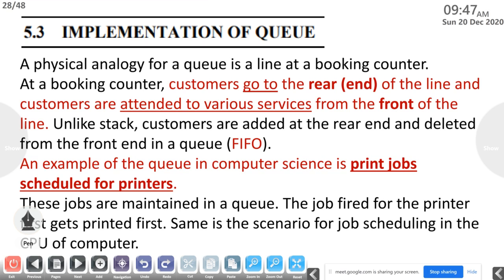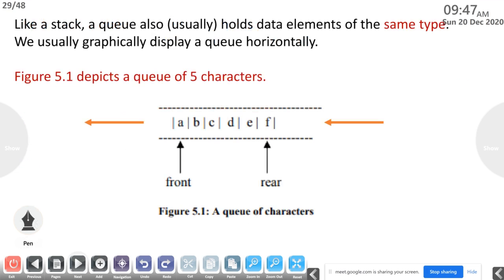Like a stack, a queue also holds data elements of the same type. Means what? Like a stack, a queue also usually holds data elements of the same type. For example, we are implementing this queue normally by using an array or a list or linked list.